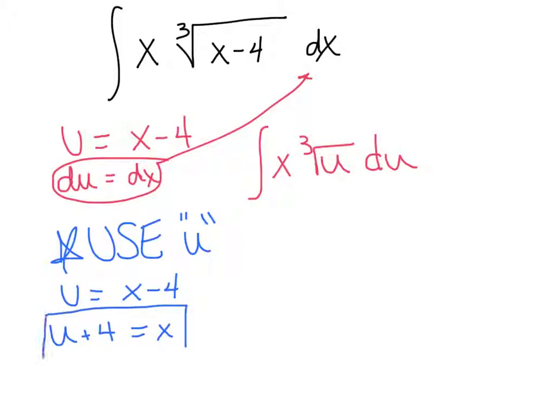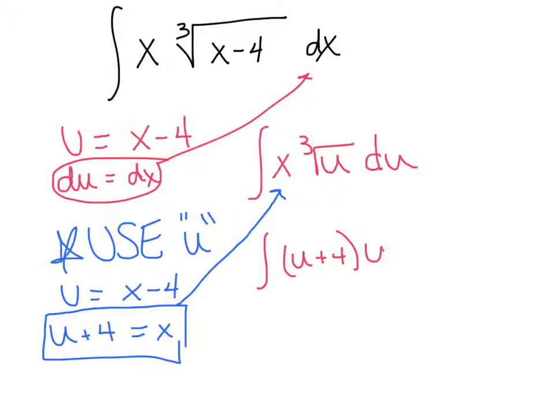So now you can use like a double substitution. You can take this and substitute it into x. So I'm going to get the integral of u plus 4 times u to the 1/3 du. Now you have one function to integrate in terms of u. Do you see how tricky that was?